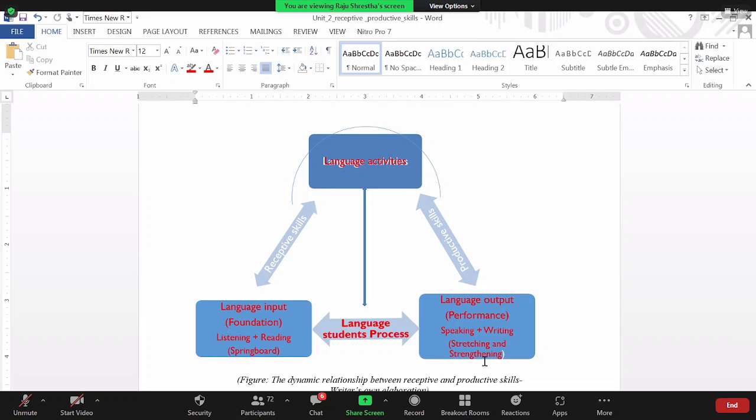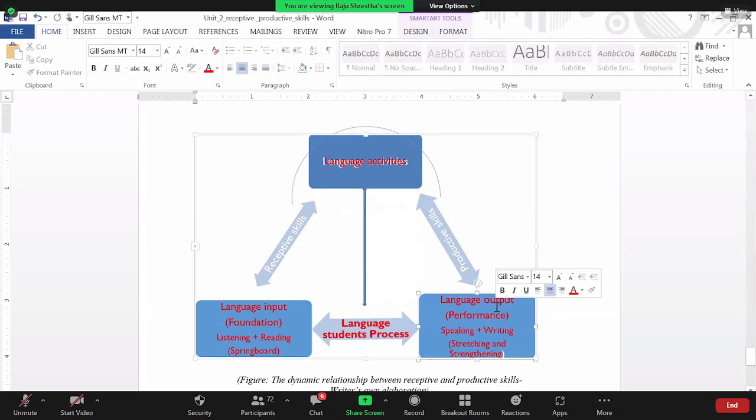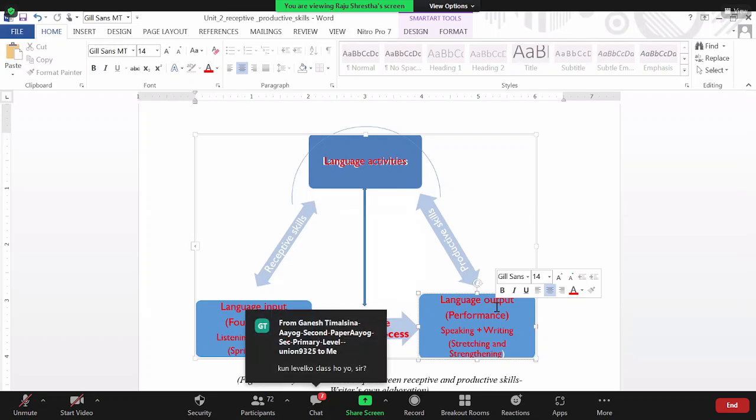And if there is no speaking and writing, no further development, we cannot elaborate, we cannot expand, full development of language. So if we don't have listening and reading, then we cannot have enough or adequate language input. Then our full language output or complete performance we cannot ensure. So for the complete language development of the learners, both receptive and productive skills are important.